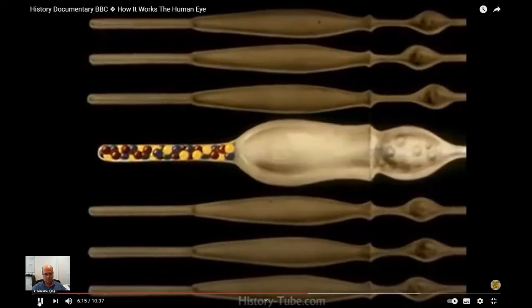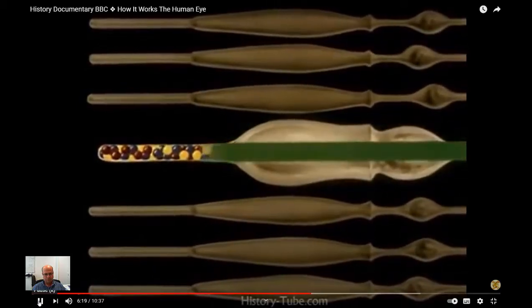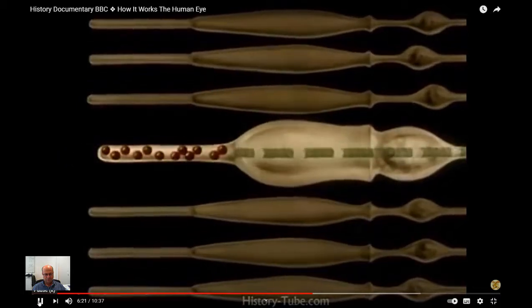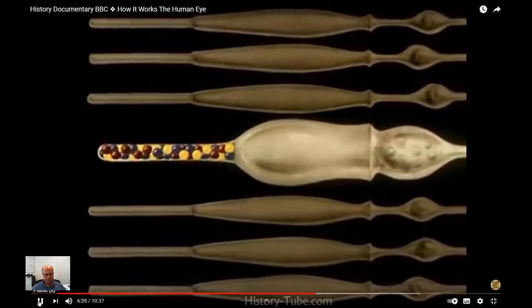However, the cones do even more, for they can create a corresponding nervous current for any and all colors by a combination of their sensitive chemical substances.